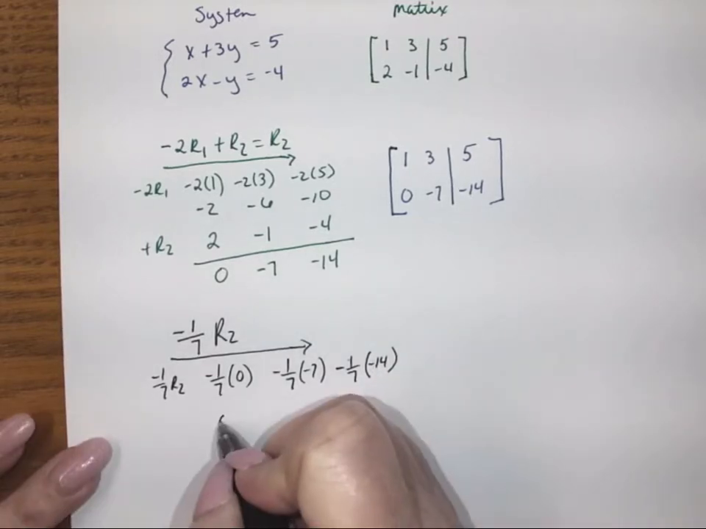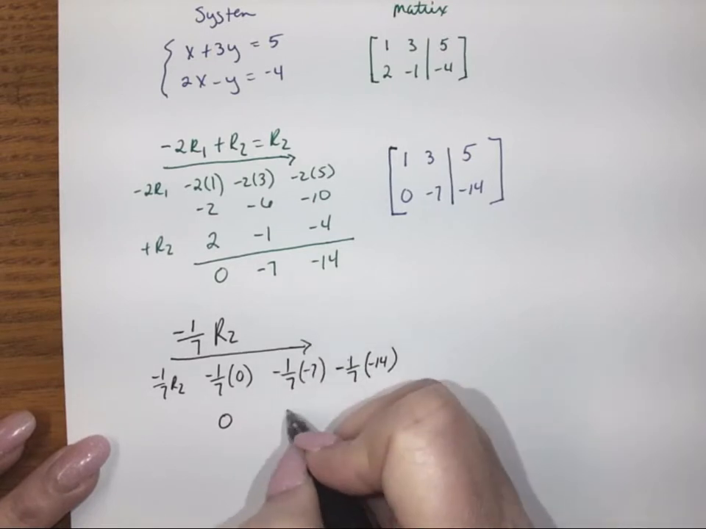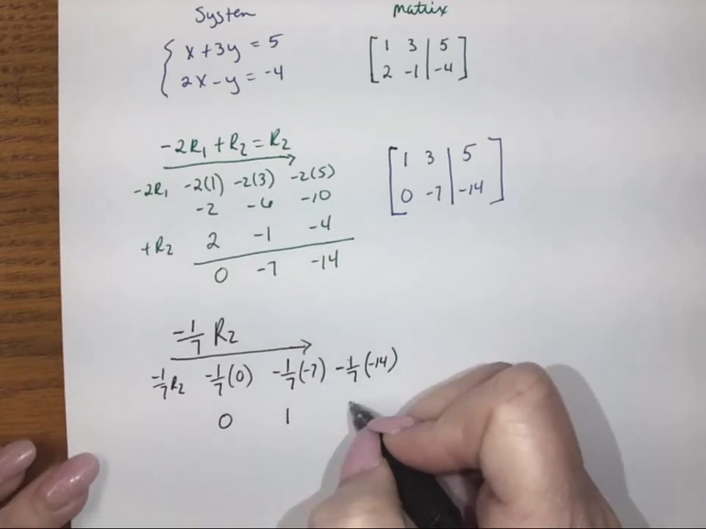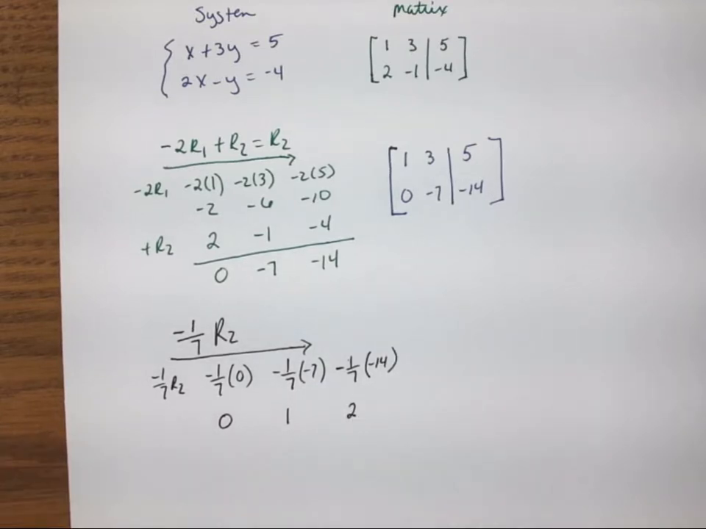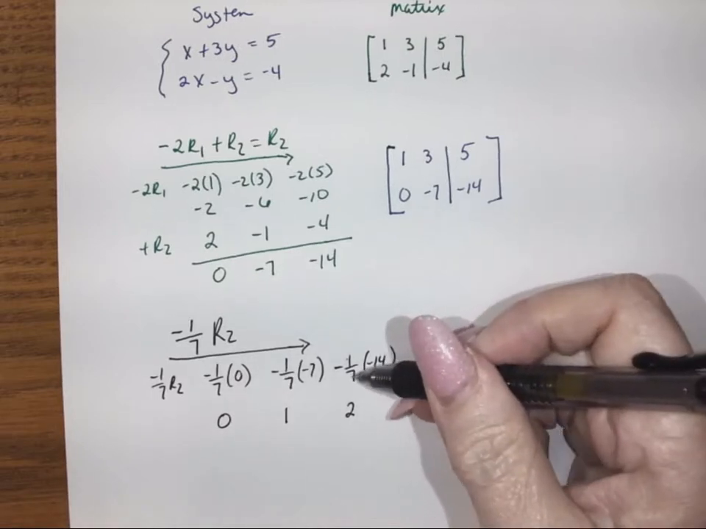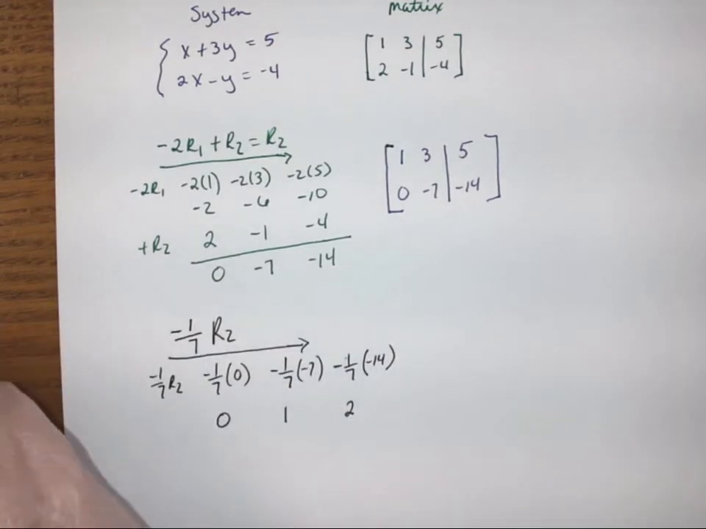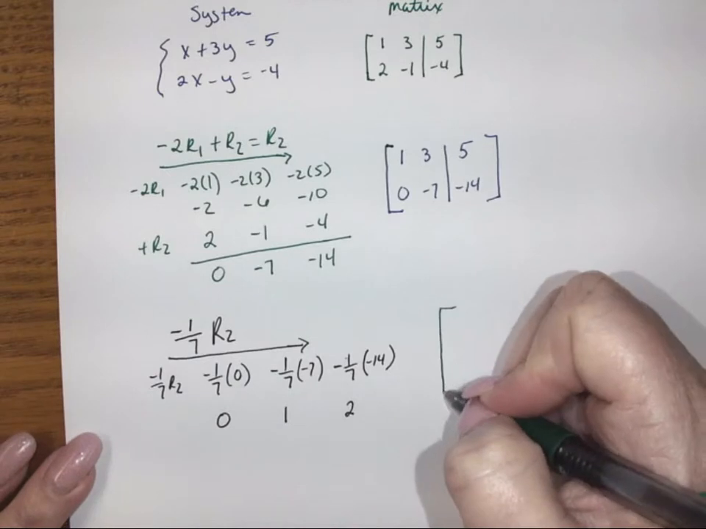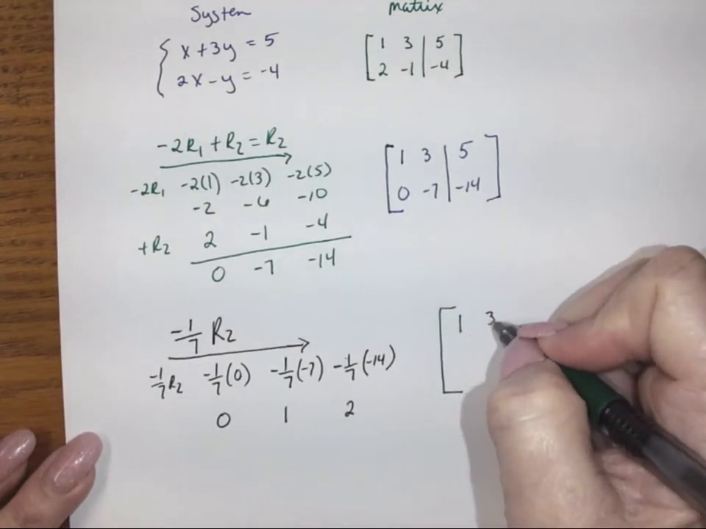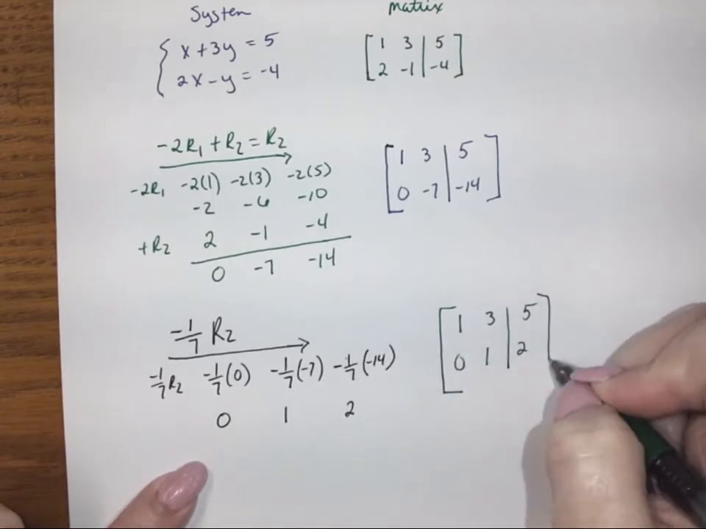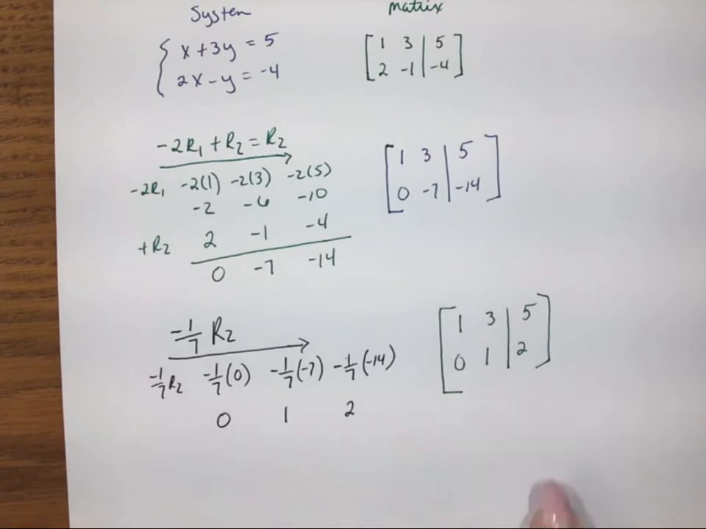So anything times 0 stays 0. Negative 1/7 times negative 7 becomes a 1, and negative 1/7 times negative 14 becomes a positive 2. And when you're doing this math, you can look at this as 14 divided by 7, but you need to understand in the operations of matrices, there's limits on what we do. So our matrix then will be still 1, 3, and 5, but now we have 0, 1, and 2.